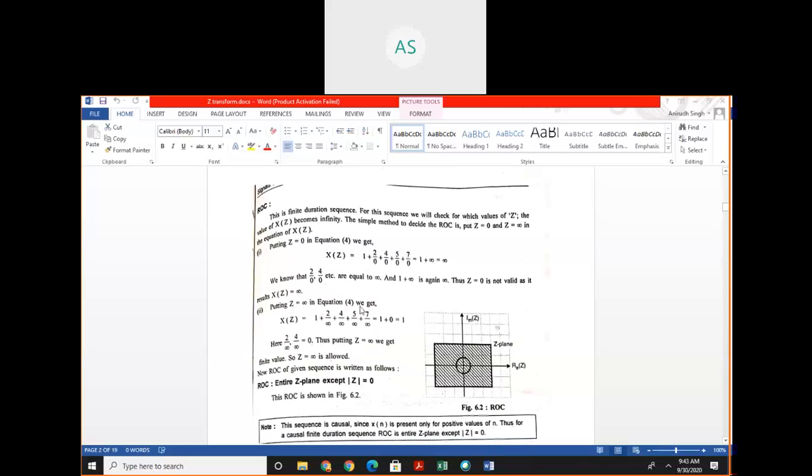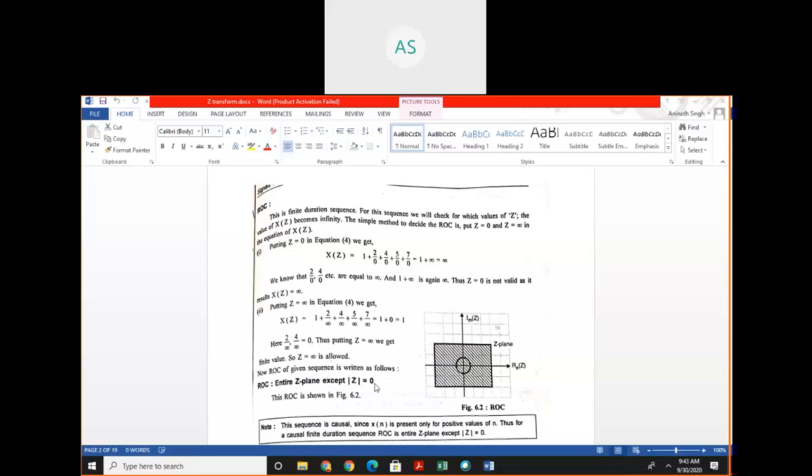Clear? Similarly, if we put z is equal to infinite in this equation, we get X of z is equal to 1 plus 2 by infinite plus 4 by infinite. It means 1 plus 0. Here we get value of X of z is finite for z is equal to infinite. So we get the ROC is entire z plane except z is equal to 0, or mod of z is equal to 0.